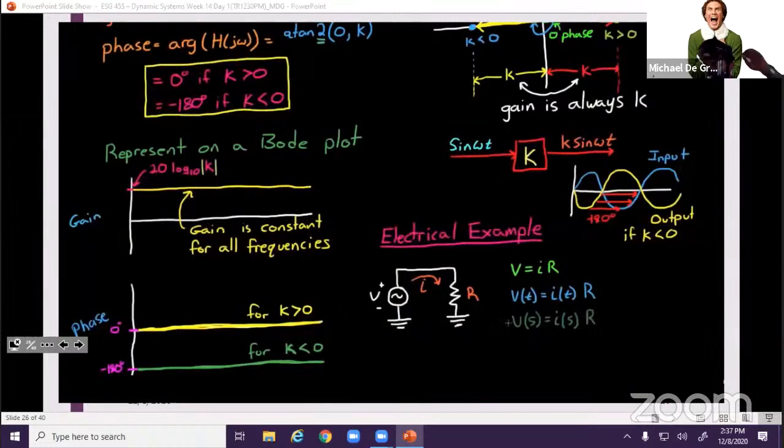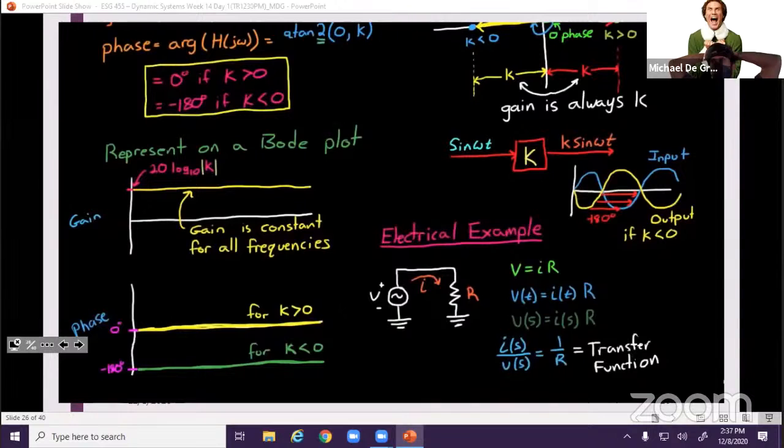We could take the Laplace transform of this equation and then solve for the output I over the input V and get 1 over R, which is the transfer function for this simple circuit. And since the resistance isn't changing with time, 1 over R is just a constant, and we could represent this on a Bode plot as a constant gain at 1 over R with a phase shift of 0 degrees. I know it's 0 degrees because R is going to always be positive. So this is what the Bode plot would look like for a very simple constant transfer function.